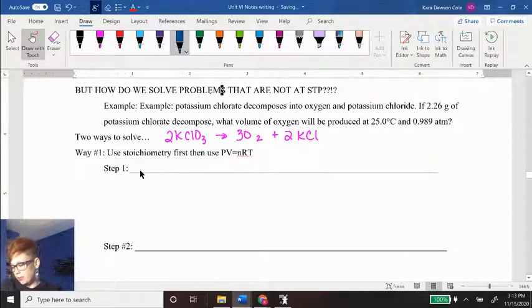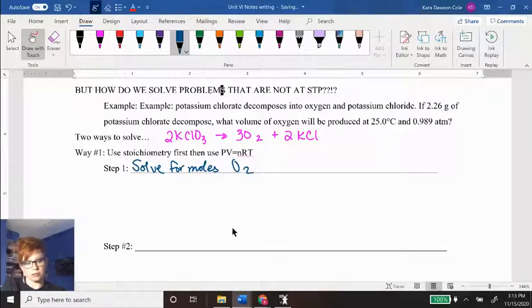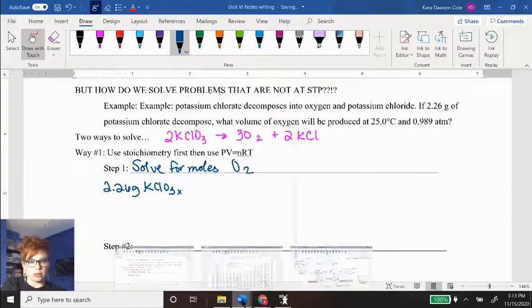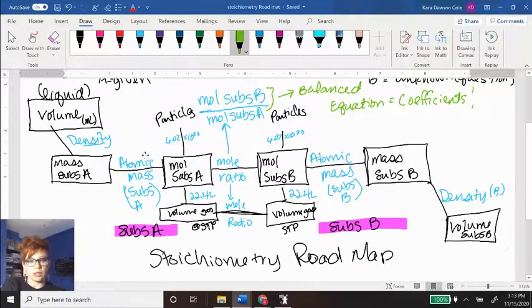If you want to do it the first way, solve for moles of oxygen first. So in this case, I'm going to take the 2.26 grams KClO3, and instead of going all the way to volume like I did with the STP number, I'm just going to stop at moles of substance B. So I'm really only going through 2 rows here.